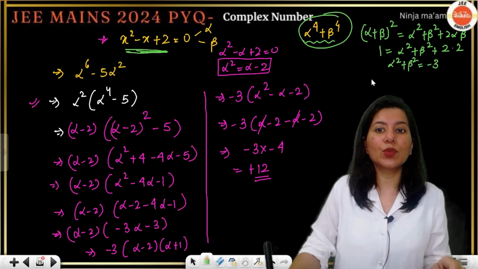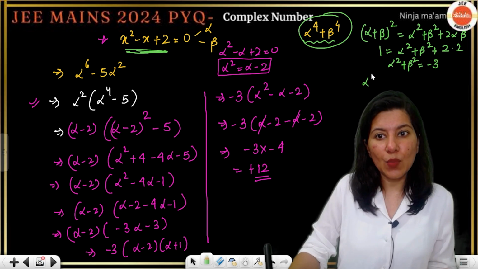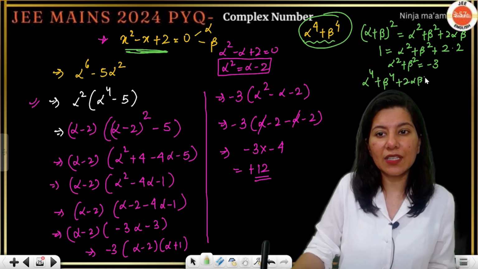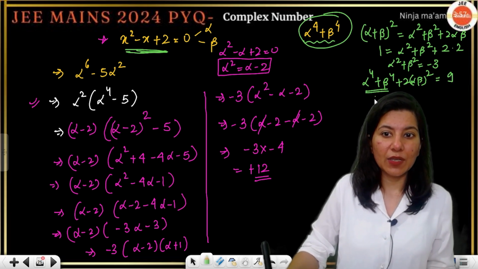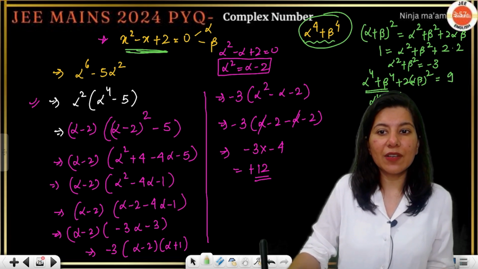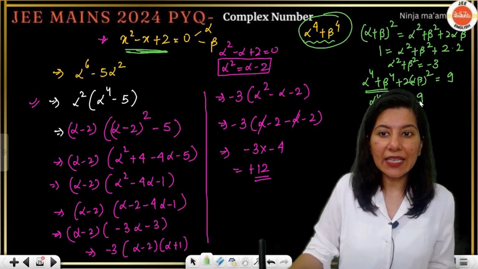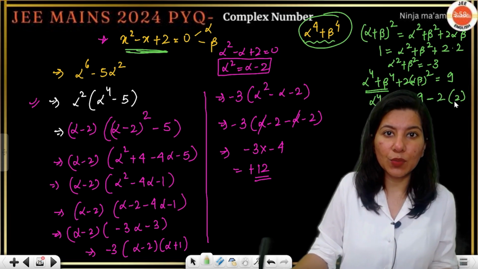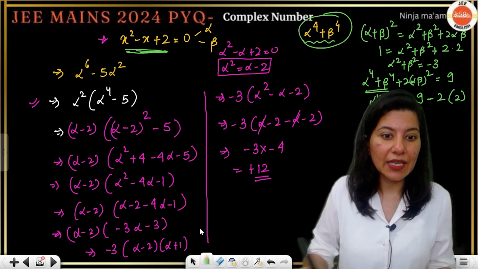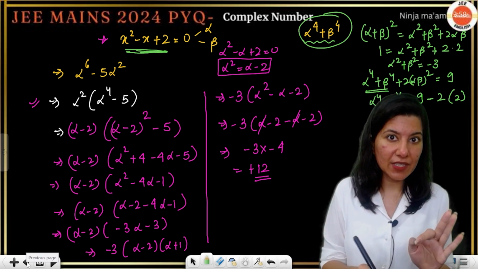Now square both sides. So again, if you square both sides, (alpha^4 + beta^4 + 2 alpha beta)^2 is equal to 9. You're looking for this value. Alpha^4 plus beta^4 is equal to 9 minus 2 (alpha beta)^2, which is 1 more 2. So this is coming out as 1. Alpha^4 plus beta^4 is coming out as 1.